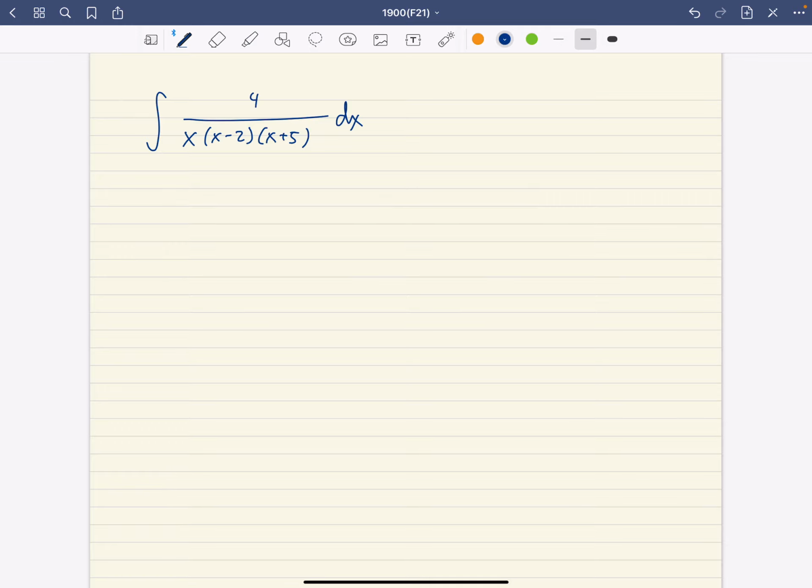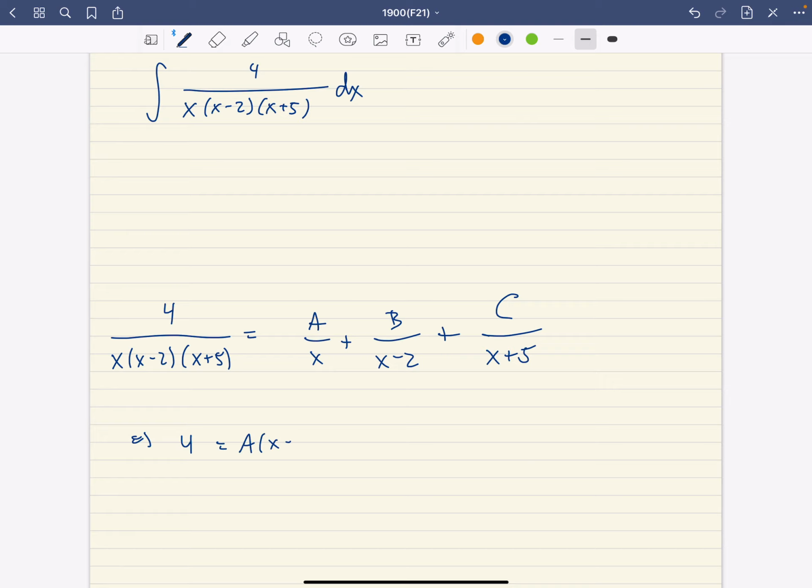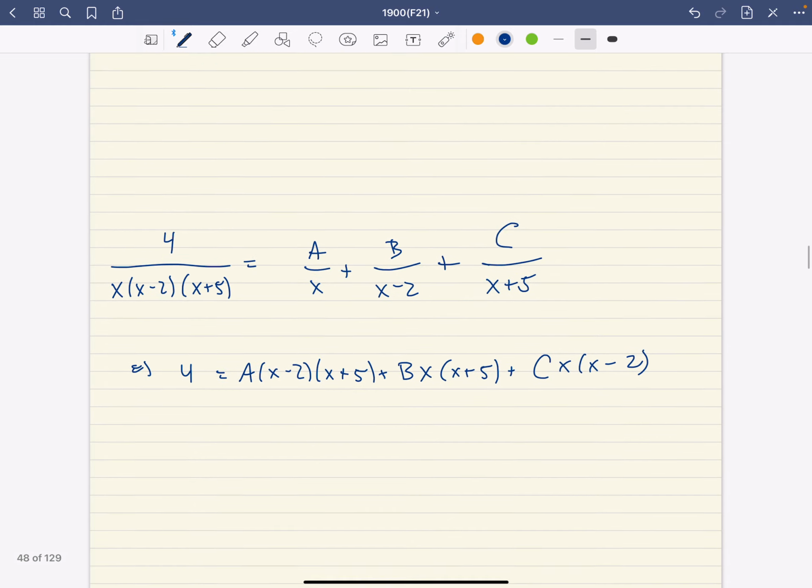Our partial fraction decomposition of 4 over x times x minus 2 times x plus 5 is going to be written as a over x plus b over x minus 2 plus c over x plus 5. Clearing out the denominators, we get 4 equal to a times x minus 2 times x plus 5, plus b x times x plus 5, plus c x times x minus 2. Then we can plug in some values.